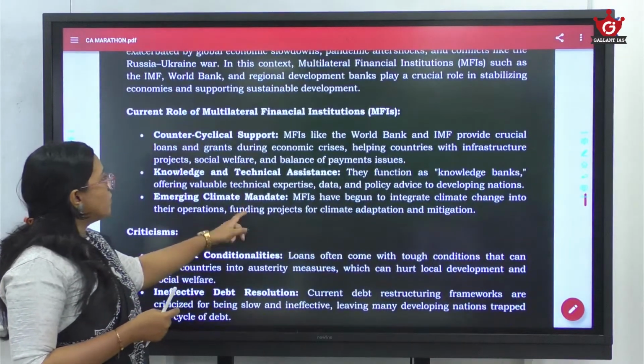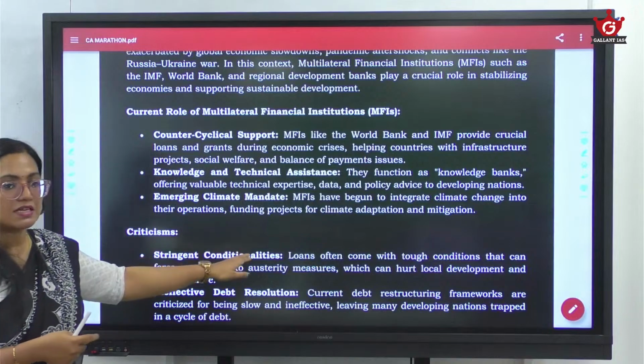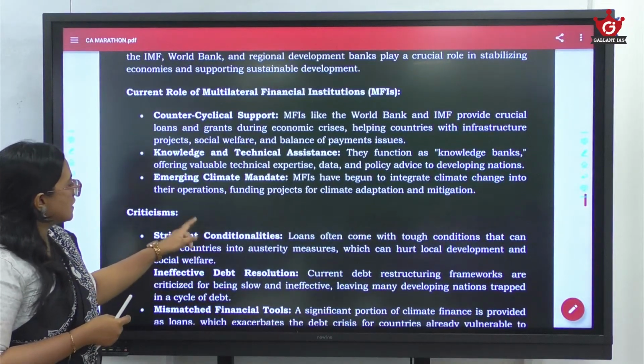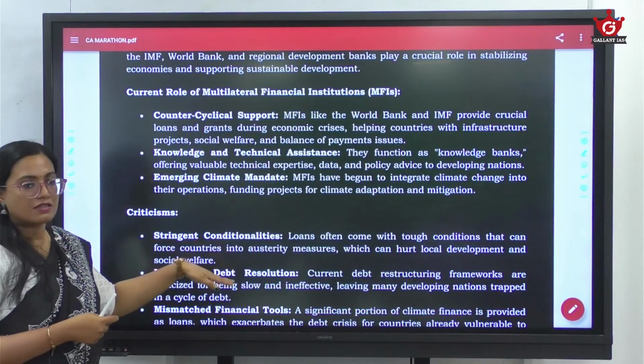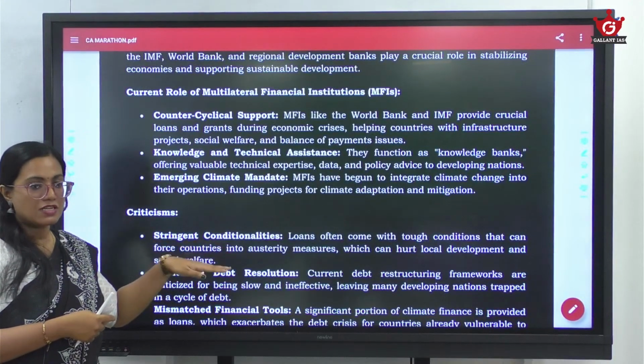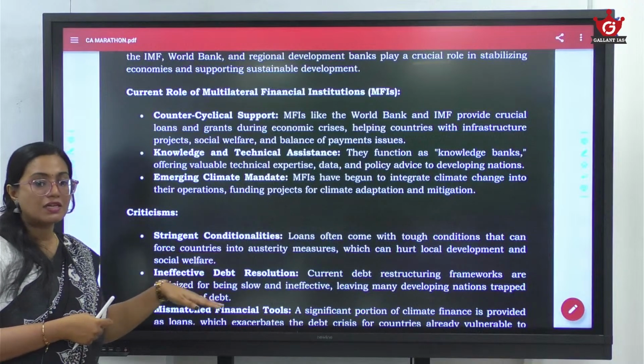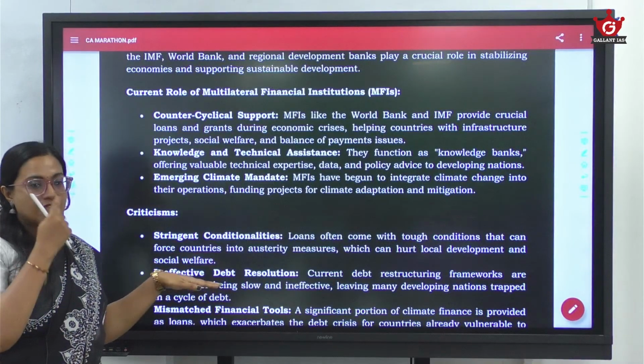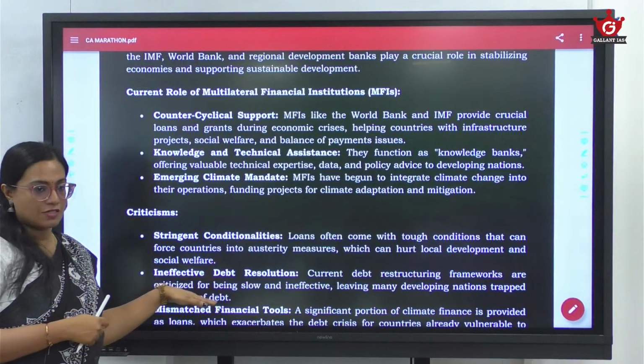Now, what is the role of multilateral financial institutions? One is counter-cyclical support, then knowledge and technical assistance, emerging climate mandate. Like all the multilateral financial institutions, they are supporting the climate conferences and climate related developmental projects in countries.